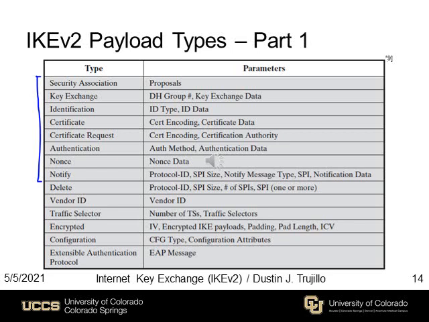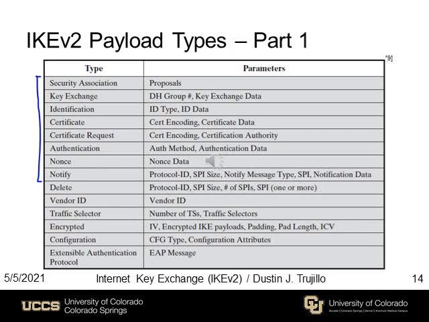Now, with regards to the certificate payload, which is the fourth on our list, the certificate payload actually transfers a public key certificate. The certificate encoding field includes a type of certificate or certificate-related information, which could include some of these: PKCS wrapped in the X.509 certificate, a PGP certificate, a DNS signed key, an X.509 certificate signature or key exchange, a Kerberos token, a certificate revocation list, which is a CRL, or an authority revocation list, which is an ARL, or even an SPKI certificate.